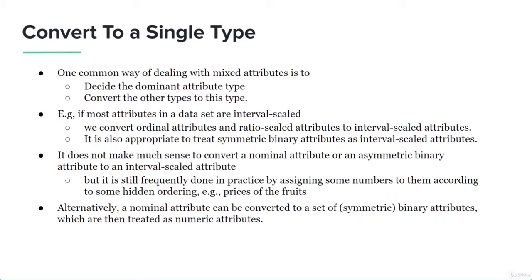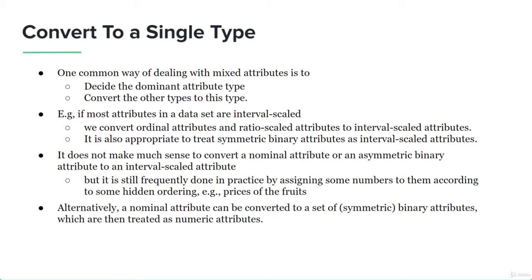One common way is to convert all the attributes to a single attribute. But the question is, how do you decide which one is the dominant attribute? And after the decision, how do you convert all the other attributes to it? Suppose that given a data set, the dominant attribute is the most frequent one. So the dominancy is described by the frequency, the most repeated attribute. Let's suppose the most repeated attribute is the interval scaled attribute, and we want to convert all the other attributes into the interval scaled attribute.